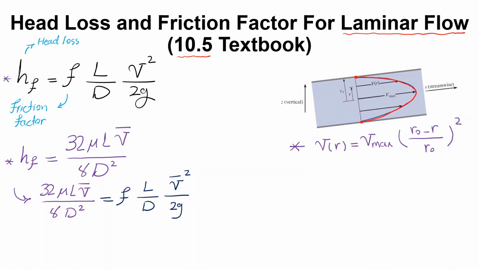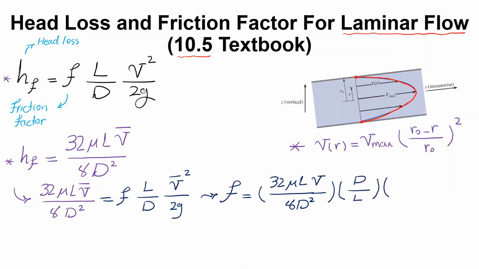So if you reorganize this equation and simplify it, then you'll end up having f like this. So f, or friction factor, would be equal to, one term of it would be 32 mu times length times average velocity. I'm going to refer to average velocity as v, divided by gamma times d to the power 2. And another term would be d divided by L. And finally, you will have 2g over v squared.